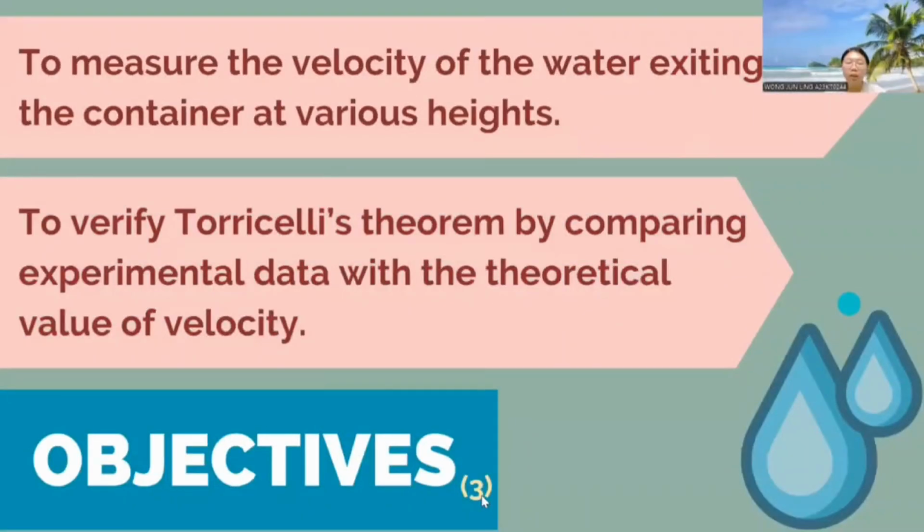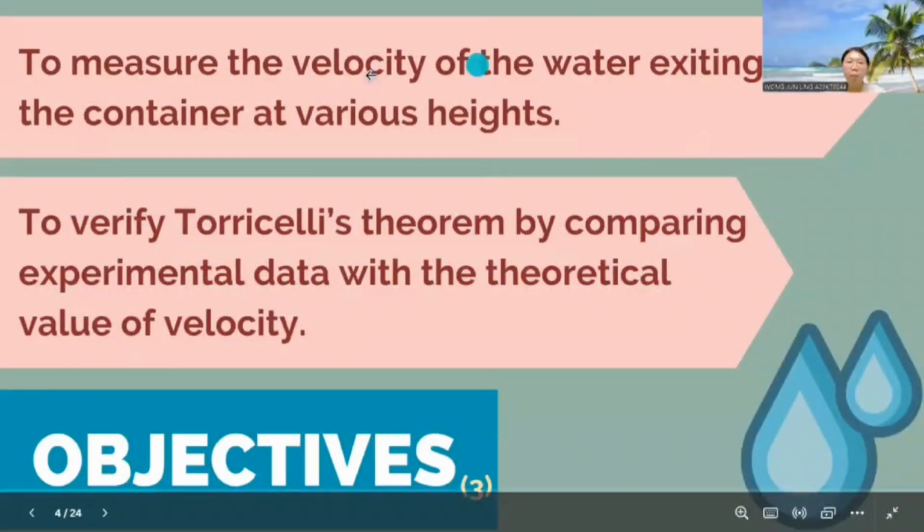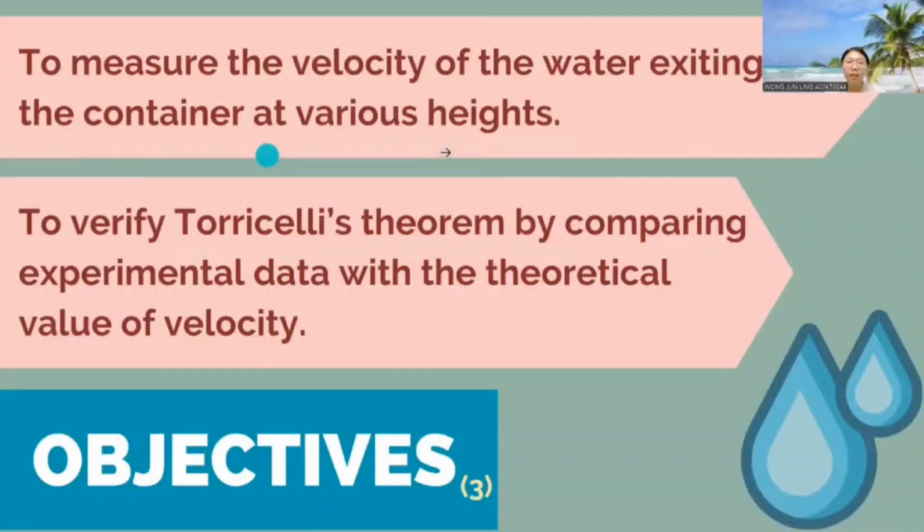The objectives of this experiment are to measure the velocity of the water exiting the container at various heights, and also to verify Torricelli's theorem by comparing experimental data with the theoretical value of velocity.